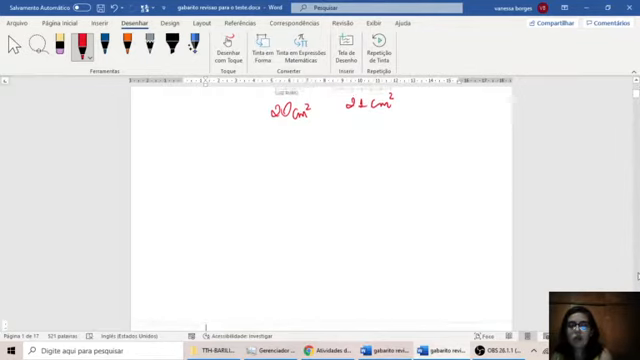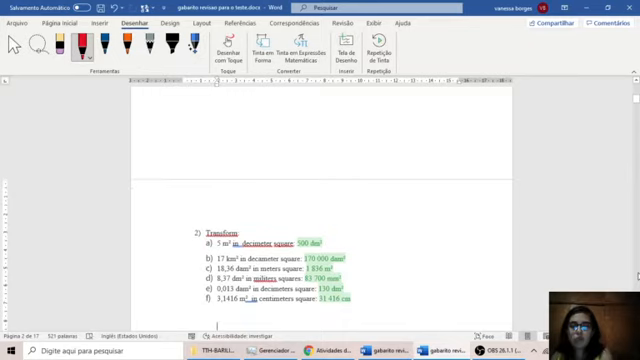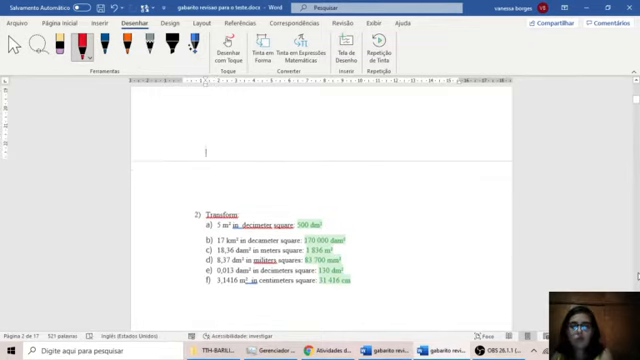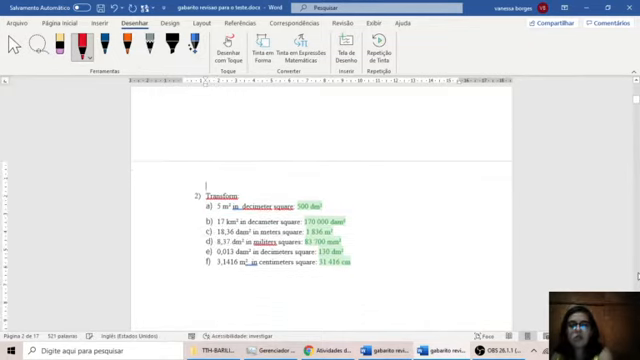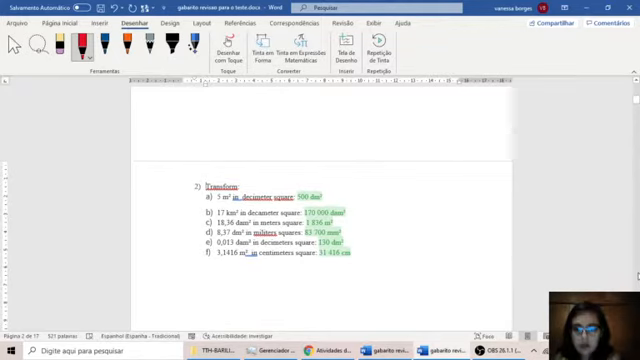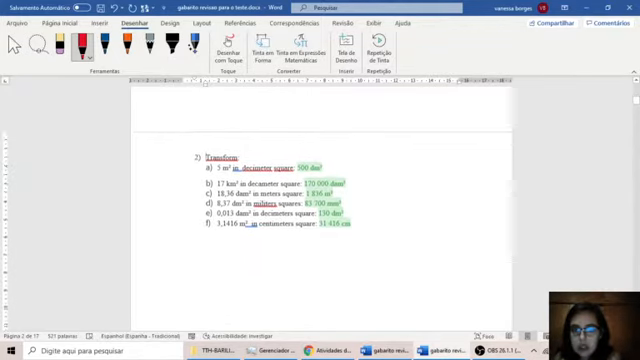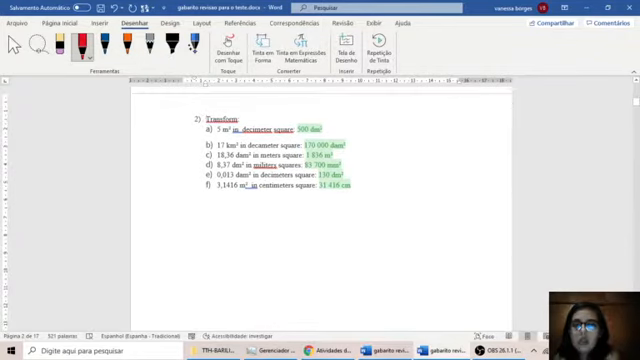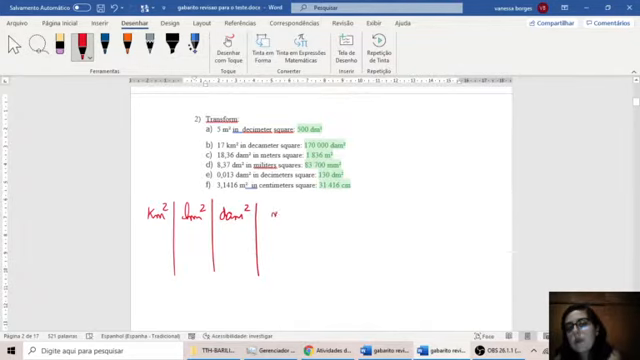So let's go down. The question number 2 is to transform 5 meters square in decimeters square. So first of all, for I do this activity, I need to remember how is the table of area. So I have kilometer square, hectometer square, decameter square, meter square, decimeter square, centimeter square, and millimeter square.